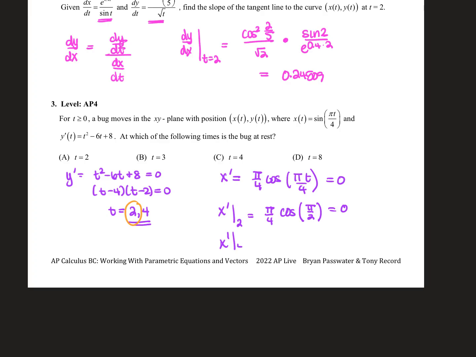So let's try x' at 4. So that would be pi over 4 cosine of pi. Cosine of pi is -1, so this is not equal to 0, so we know that 4 is not an option. So the only place the bug is at rest is at time equals 2.